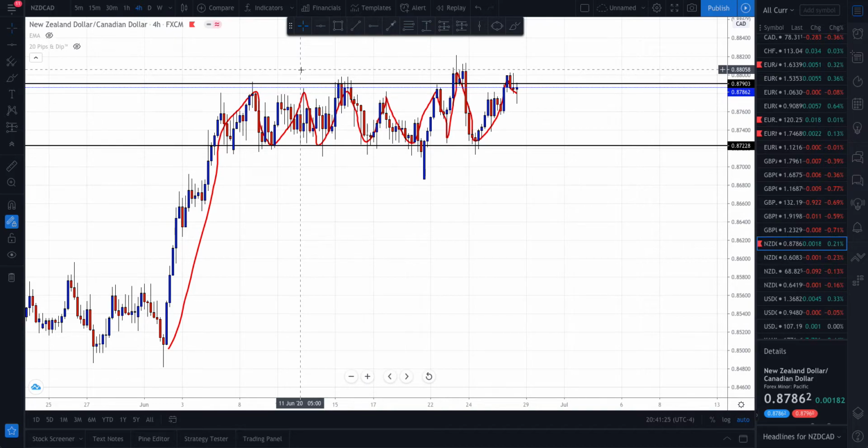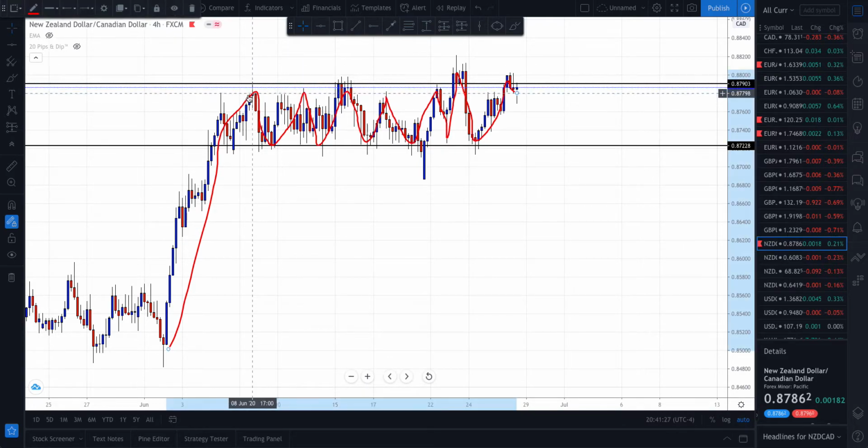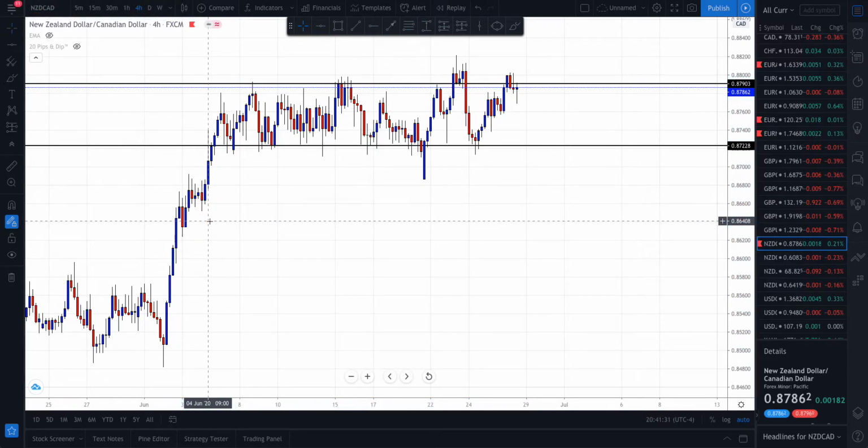So we're stuck in this consolidation zone on the 4-hour time frame, and you want to start off with the 4-hour time frame. This is just to give you more of a confirmation of what exactly is happening in the market, instead of just using the smaller time frames like the hourly and the 30 and the 15-minute. This is going to help you be a lot more accurate in your strategy.